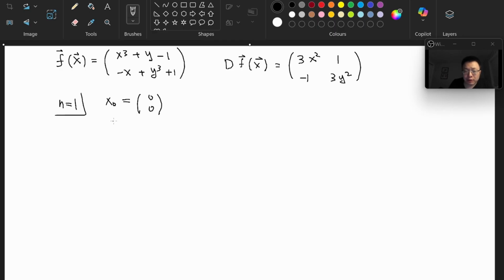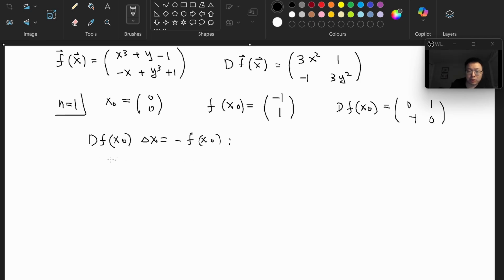Let's start with the first iteration. The initial guess x0 is (0, 0). We get f of x0 is equal to (minus 1, 1). Then we plug (0, 0) into the Jacobian, and we get the matrix 0, 1, minus 1, 0. So now we need to solve a system: df of x0 times delta x, where delta x is the unknown, is equal to minus f of x0. Therefore, delta x can be written as the inverse of the matrix 0, 1, minus 1, 0, times minus f of x0, which is (1, minus 1). Because this is a 2 by 2 matrix, its inverse is very easy to find.